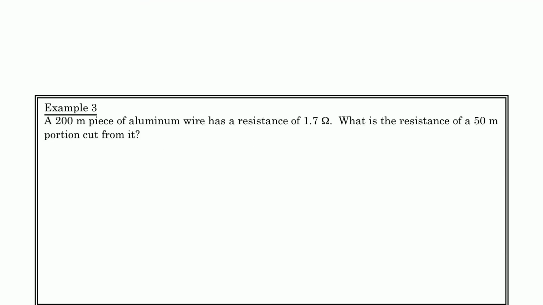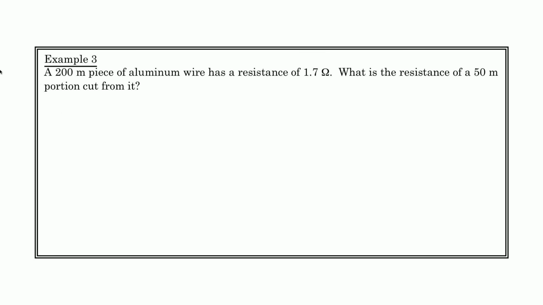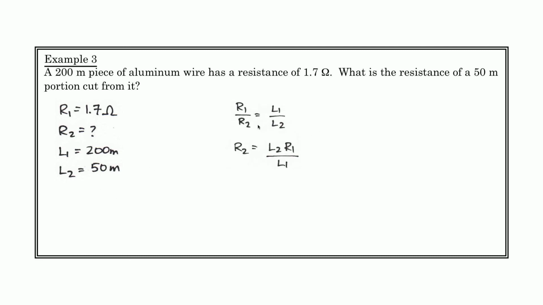It's one of the reasons why low temperature physics is a very blossoming field. Here's an example to kind of put some of those pieces together. A 200 meter piece of aluminum wire has a resistance of 1.7 ohms. What is the resistance of a 50 meter piece that's cut from this 200 meter piece? Well, I know the initial resistance of the 200 meter piece, right? I'd like to find out the resistance of a 50 meter piece. And if we look at the proportion that we're given, R1 over R2 is equal to L1 over L2, and we rearrange and make a substitution, we come up with our new resistance as being 0.425 ohms.